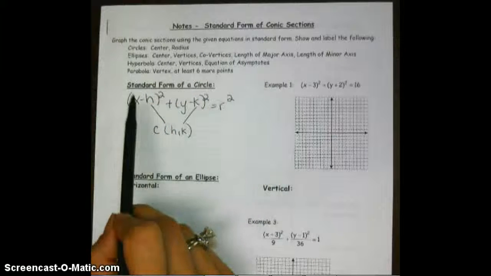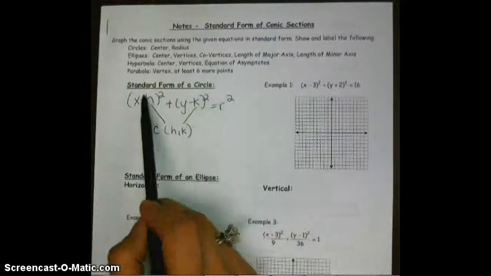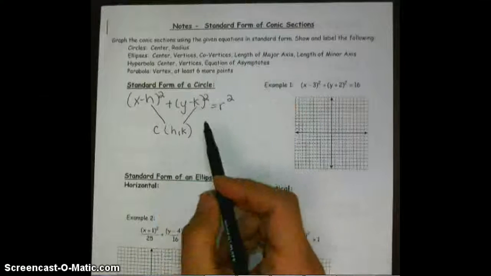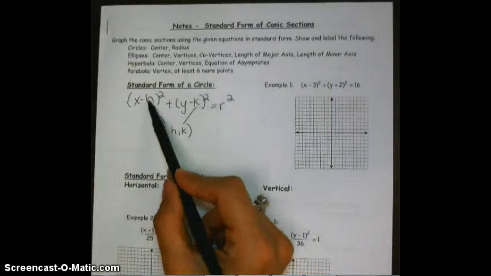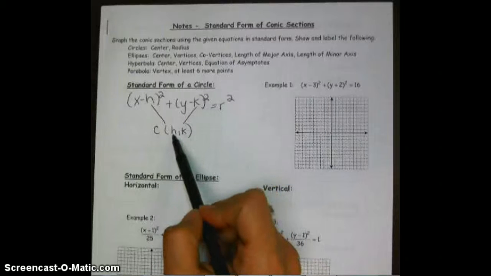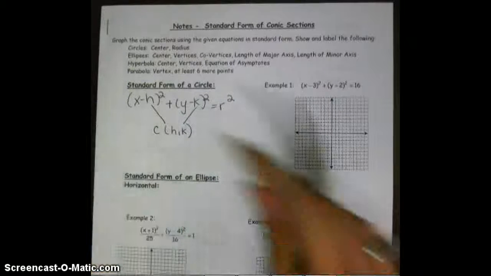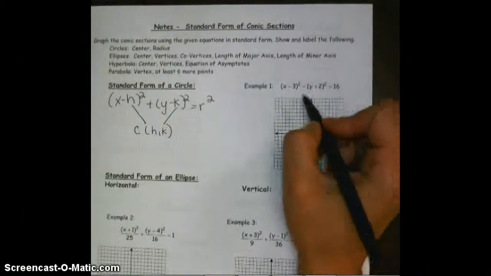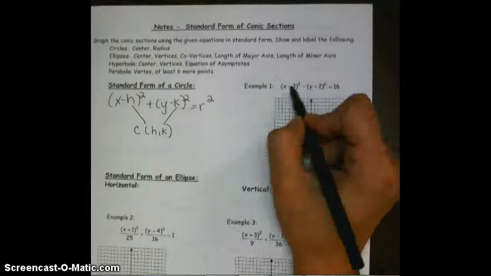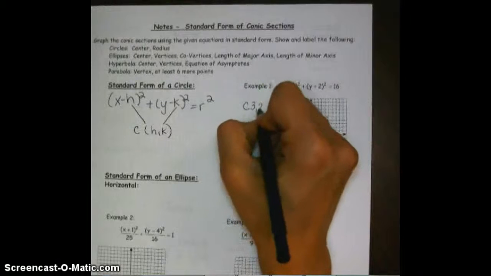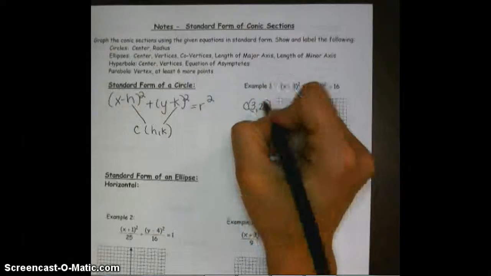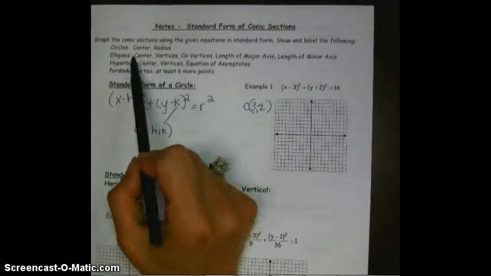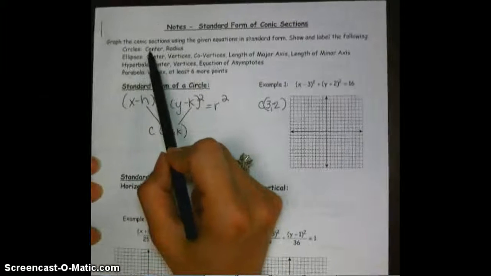And anytime in algebra we're talking about taking a point from values that are inside parentheses, the parentheses does the opposite to the sign. So if h is negative like in the equation, then when we talk about the center, it's going to be positive. All right, so for our first example, we notice our equation is a circle, and we're going to grab the center points, and the center is going to be 3, -2.